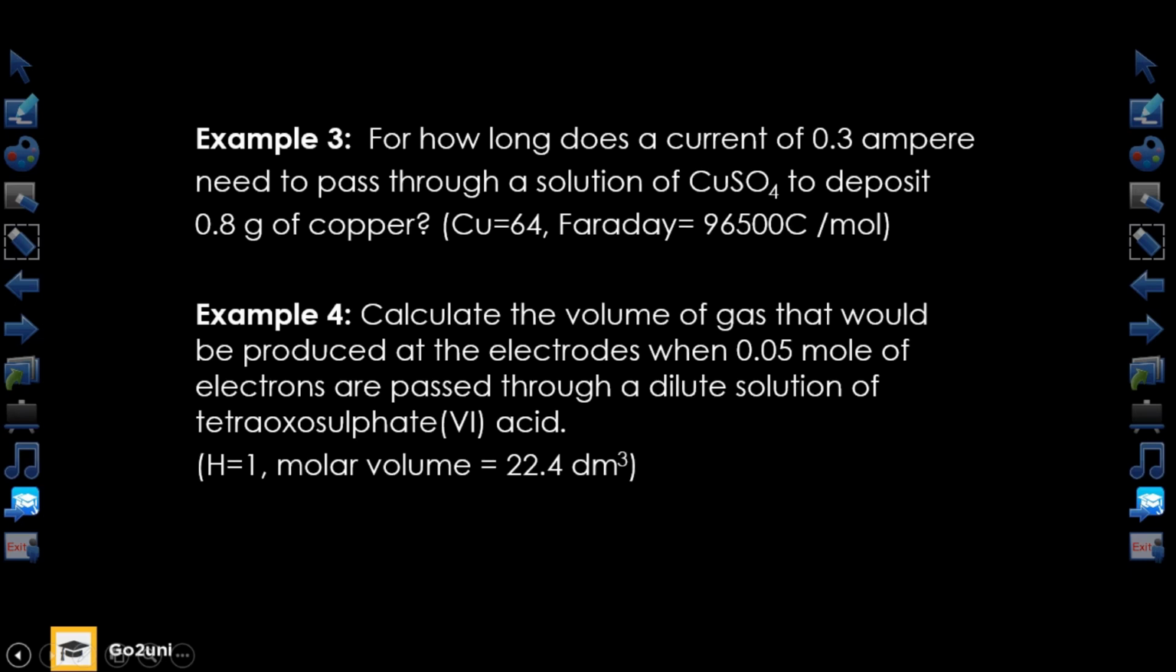So this is another form of question that had to do with Faraday's first law. We are looking at this time around not to calculate the mass of a metal deposited, but we are told to calculate the volume of gases that will be liberated at the cathode and anode when we have electrolysis of acidified water.